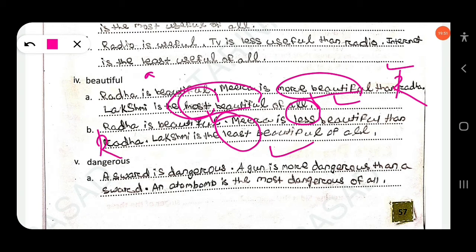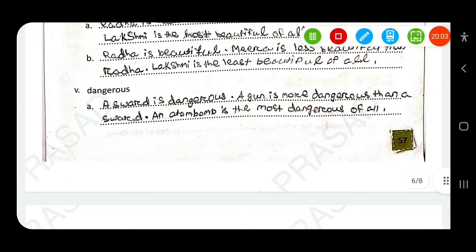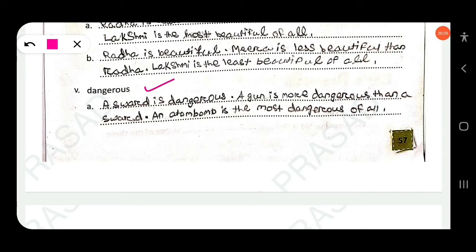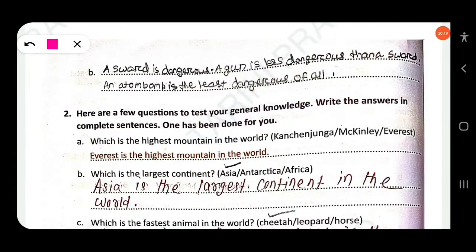A proper noun always starts with a capital letter. So you have to make all of these capital. Okay, proper noun. Then next, dangerous. A sword is dangerous, this is positive. A gun is more dangerous than a sword. An atom bomb is the most dangerous of all. So similarly here, the positive degree remains the same, just you have to write less in place of more and also least in place of most. Clear? An atom bomb is the least dangerous of all.